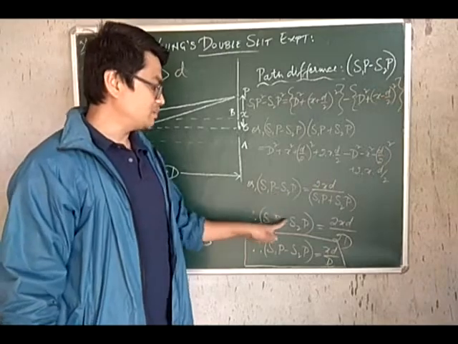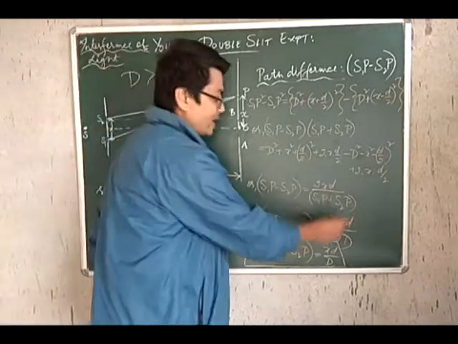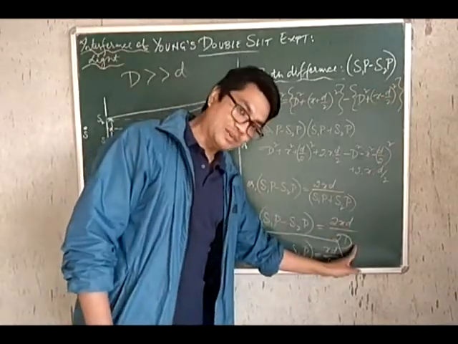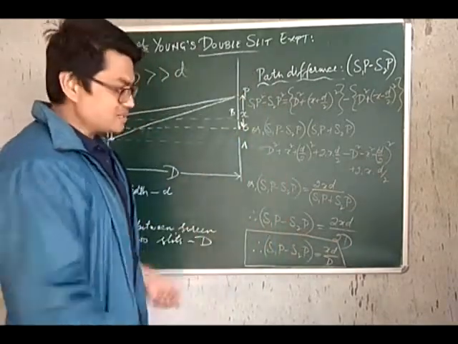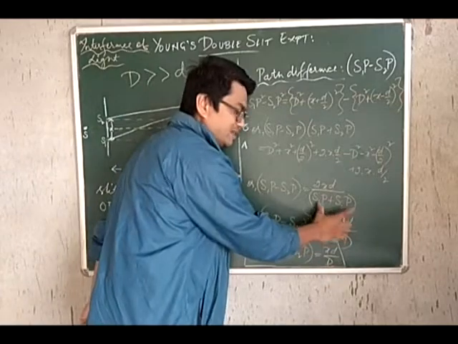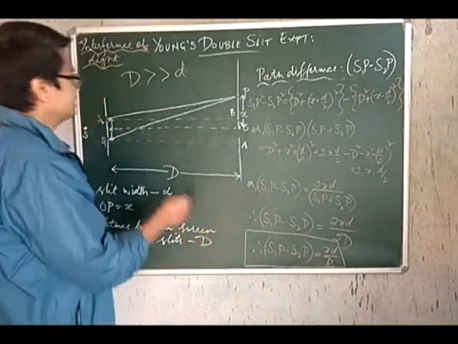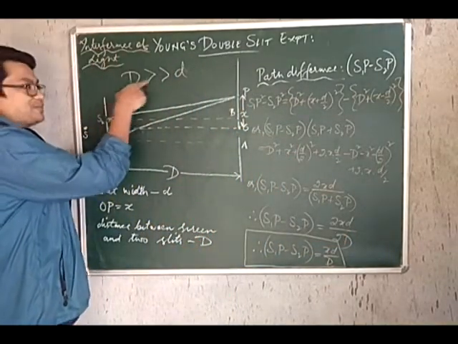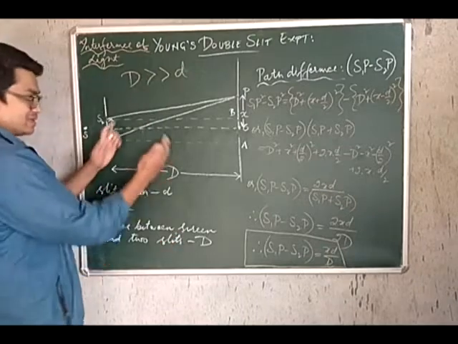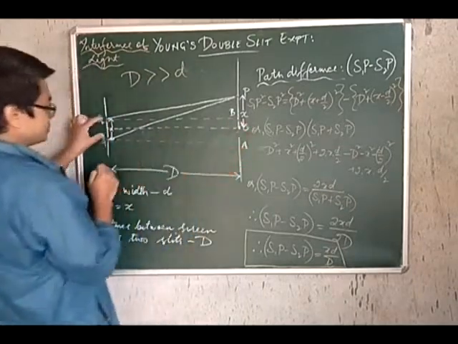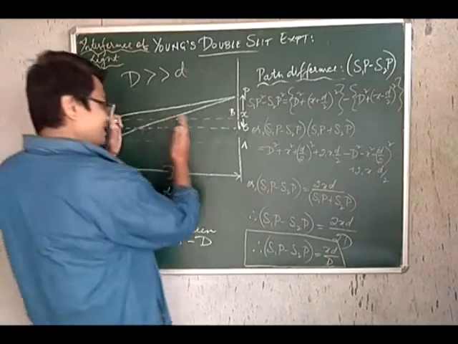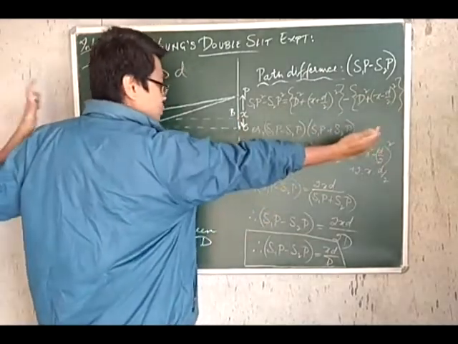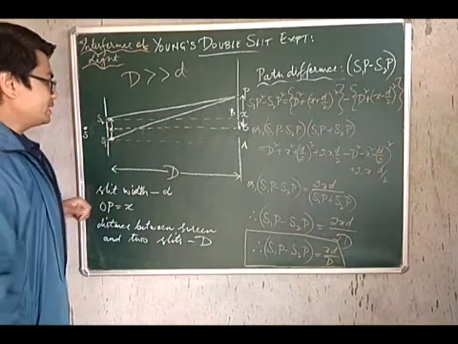And thereby S1P minus S2P becomes 2xd divided by 2 capital D. Now, where do we get this from? What we've done is we've approximated this denominator. Since capital D is much greater than small d, this distance is very large compared to the slit separation.